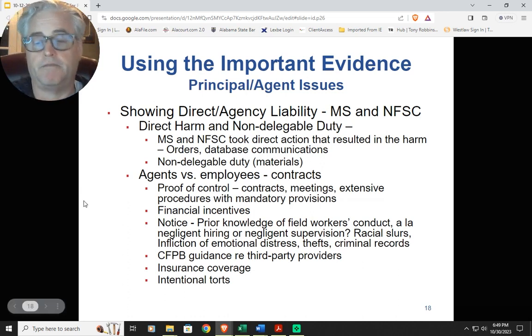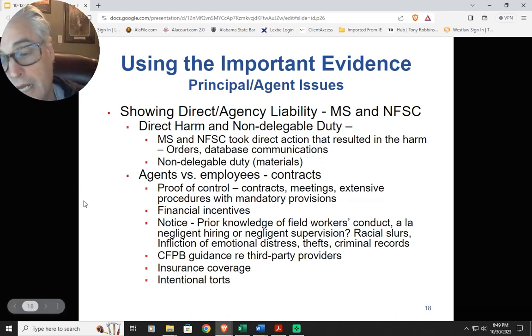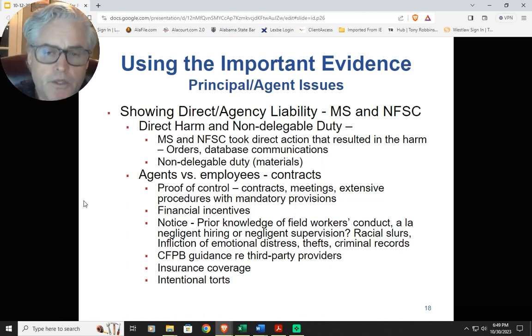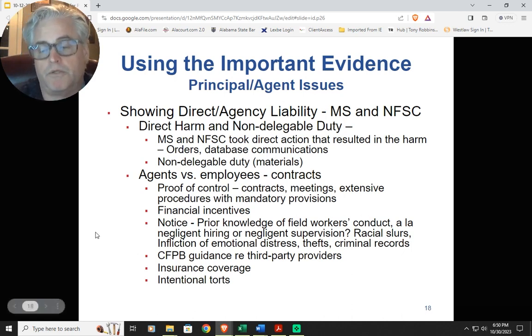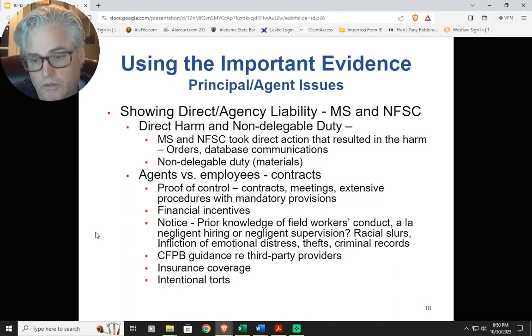You get CFPB guidance about control over third-party providers. It strengthens your agency arguments. You also get insurance agreements, which show an obligation to insure the upstream providers and indemnify them, which tends to reinforce your agency arguments. And then you also have intentional torts, which most often will impose liability on the person who causes someone to commit an intentional tort, even if they're not an employee and they are an independent contractor.